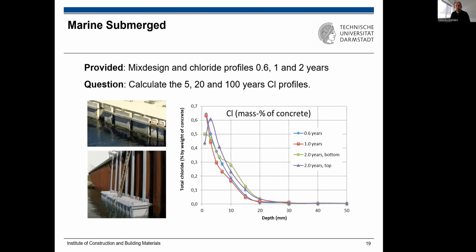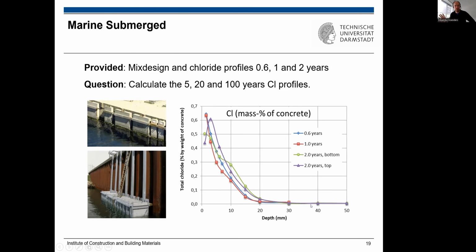So then when we look to this marine submerged case, you can see that we have the experimental results, the mixed design. We provided to the modelers these curves as a percentage of the mass of concrete. So this is total chloride measured data from this marine submerged benchmark case, but also as a percentage of the binder. And then for 0.6 years, 1 year, and 2 years, and then at bottom and the top.